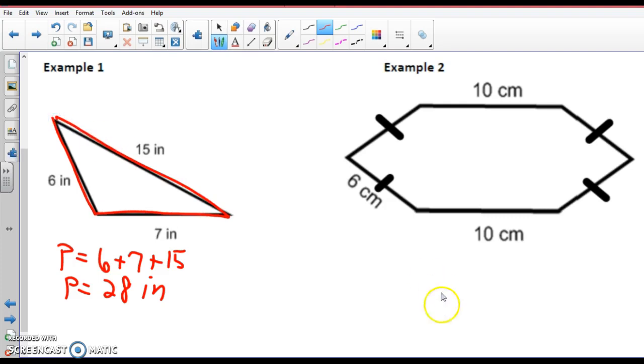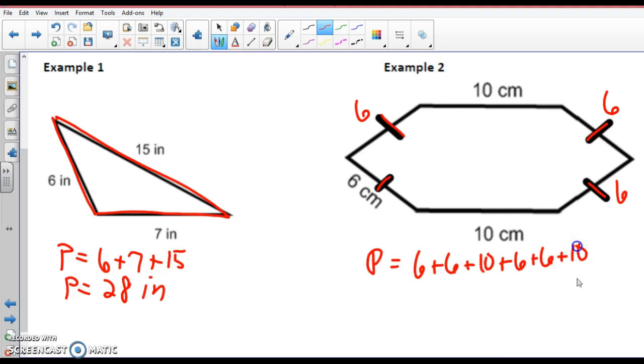Okay, this is a hexagon. These hash marks right here show me that those four sides are equal. So if this is 6, so is this, and this. So if I want to find the perimeter, I'm going to add them all together. 6 plus 6 plus 10 plus 6 plus 6 plus 10. And when I add these all together, this is going to be 24 plus 20 is 44 centimeters. So the perimeter of that shape is 44 centimeters.